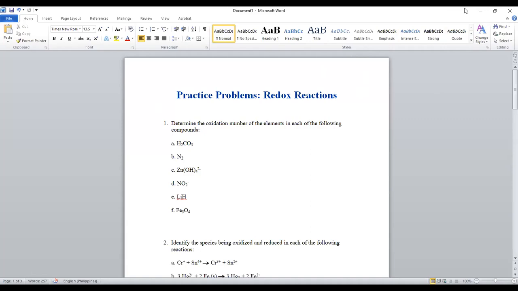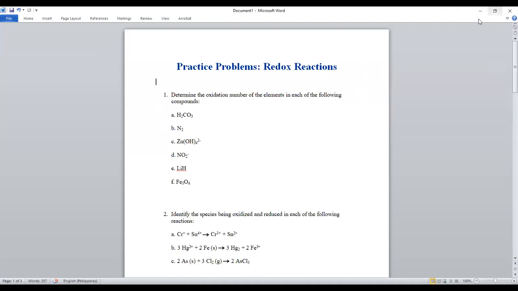Let me just minimize this one. That way it will appear bigger. Okay, only number one. So it says here, determine the oxidation number of the elements in each of the following compounds. Okay, let's do this.